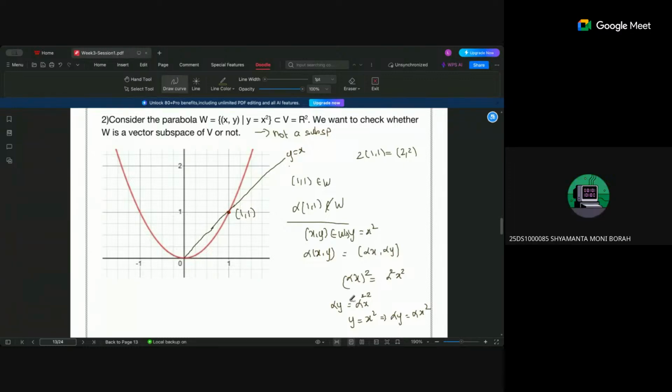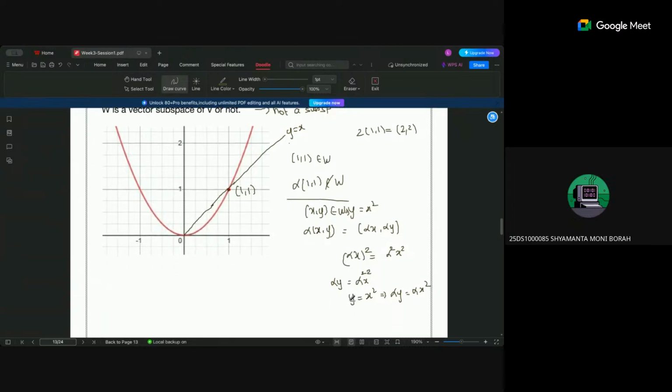Ma'am, just a second. In alpha y, you got alpha square x square, or it should be alpha x square only, right, ma'am? The one above where your cursor is. Just go up, ma'am. Yes, alpha y equal to alpha x square, below.